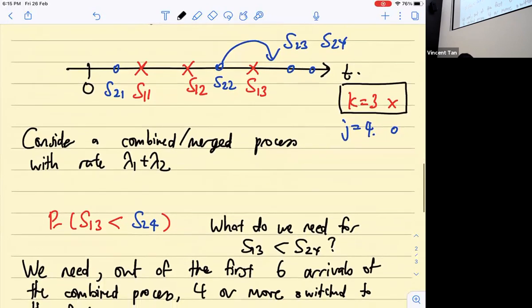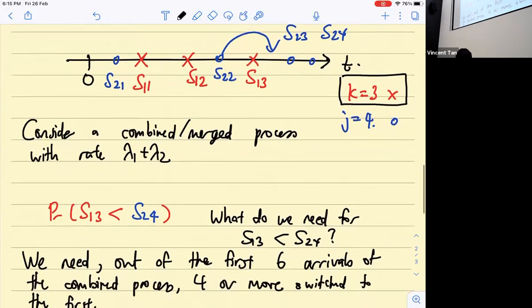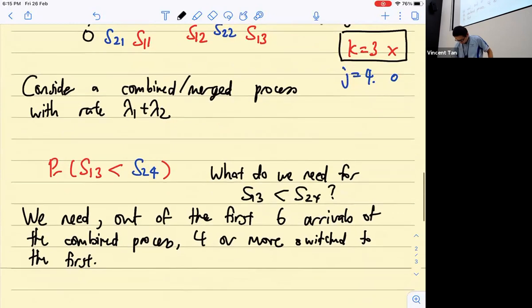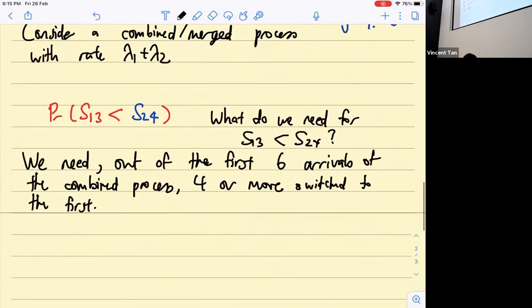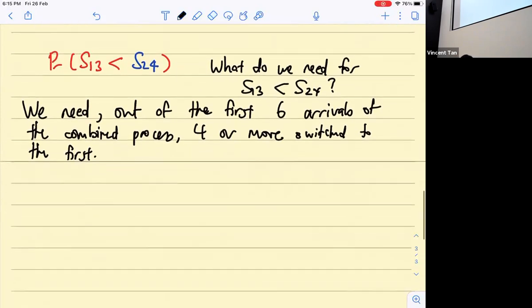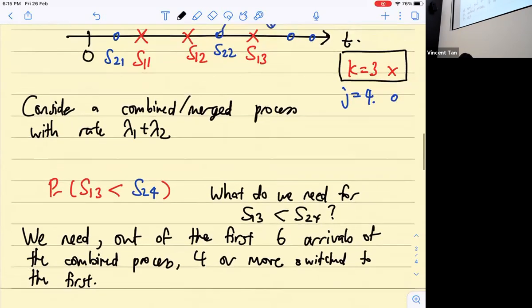Switch to the, hang on. Okay. Let me look at this. So we have this situation here. Now, I may be marginally confused, but let me see. We want S24 to be bigger than S13. So this time, this is 0. Okay?